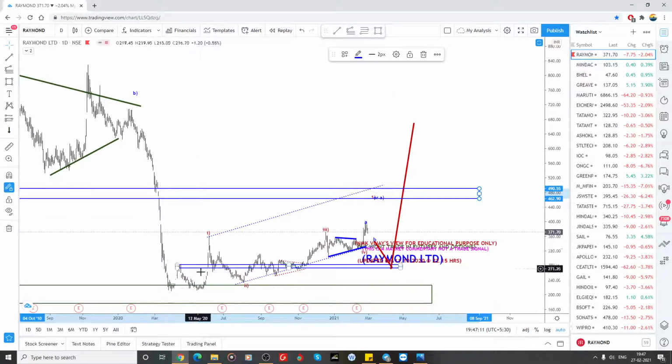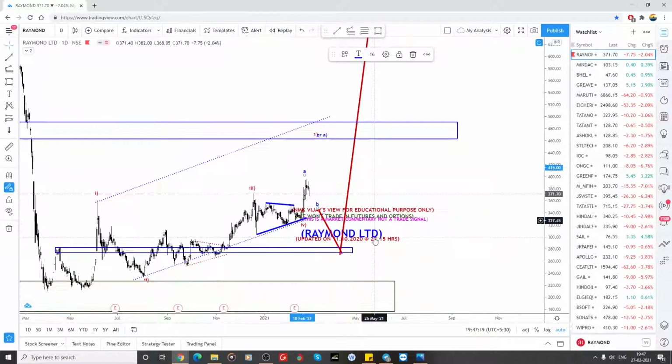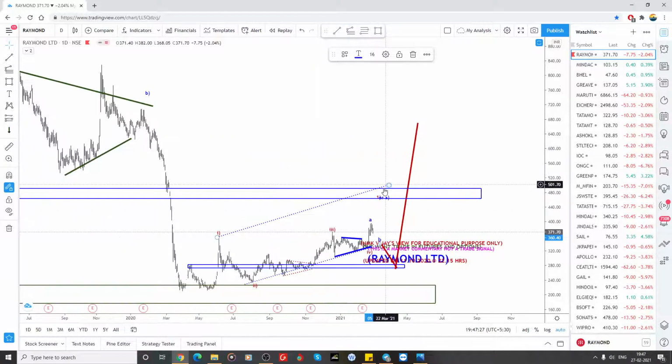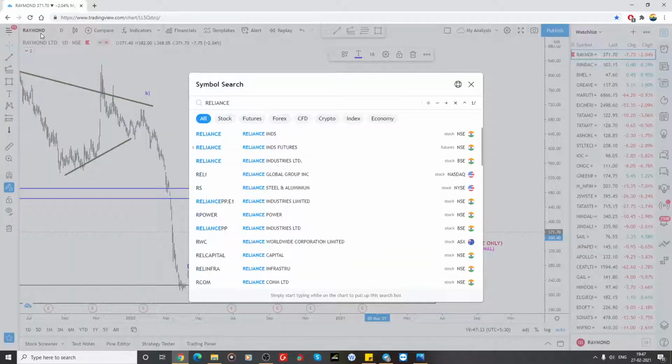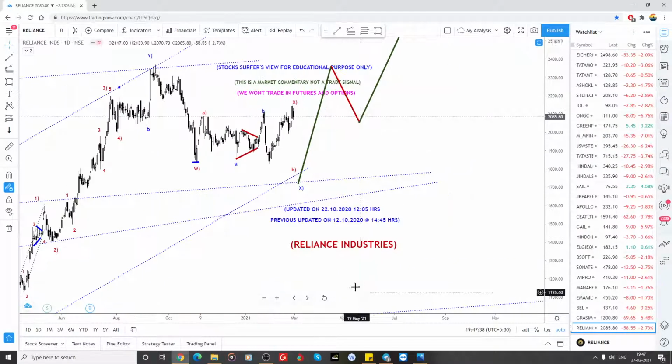So this is a leading diagonal, 1 2, each wave got an ABC. So after that fifth wave, we are in that fifth wave, so A is completed, and again we need to be in B wave. After that we need to trade for that C wave, so it has to reach around the 450 to 490 zone. So that is my target for Raymond. And for Reliance, I need to explain that we are still in that X wave only.